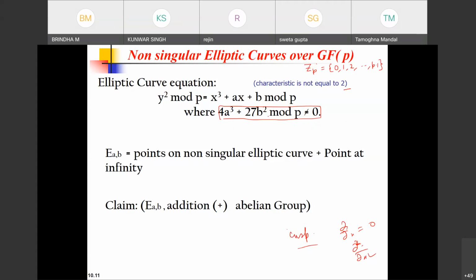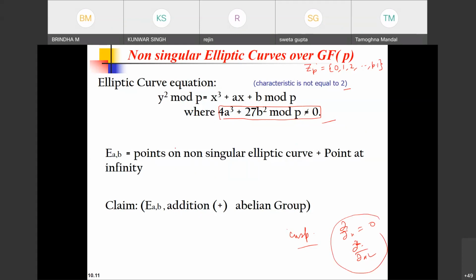For a non-singular elliptic curve, it should not have singular points, and the singular points satisfy this kind of equation. If you differentiate this once and twice, you will get this kind of condition. Clear? So this is for non-singularity. Because of non-singularity, this condition comes: 4a cube plus 27b square modulo p is not equal to 0. That is the concept.